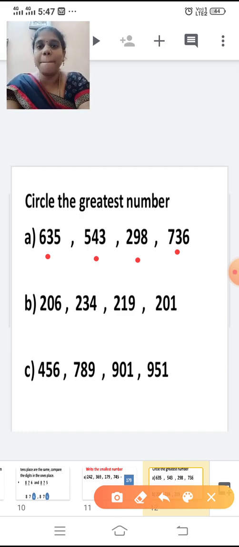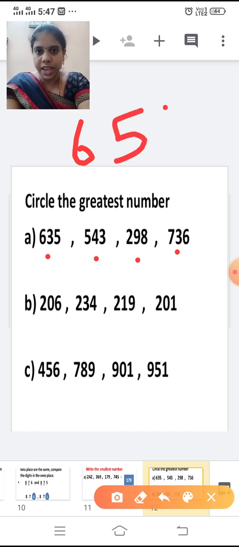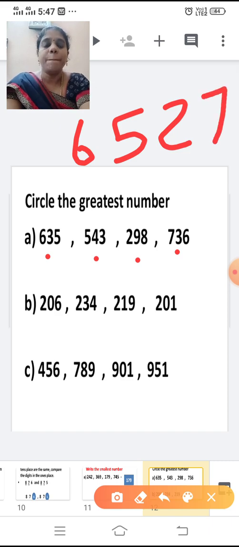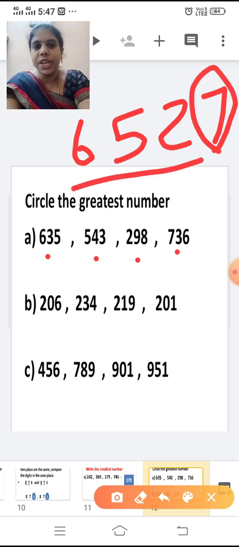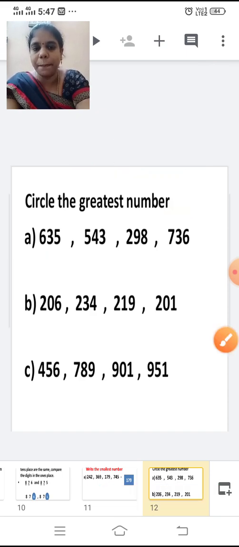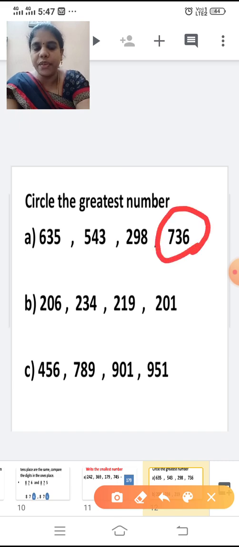Now see the hundreds place. In the first number we have 6 in the hundreds place. Second number we have 5. Third number we have 2. And last number we have 7. Now tell me children, which is the biggest digit in this? Yes, 7, right? So 7 is bigger. So 736 is the biggest number.